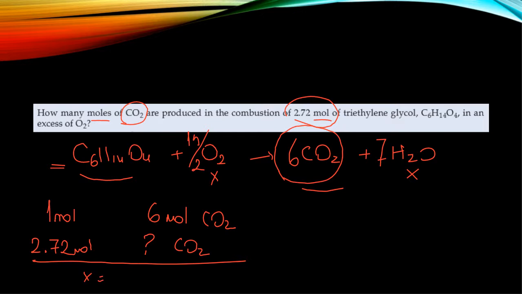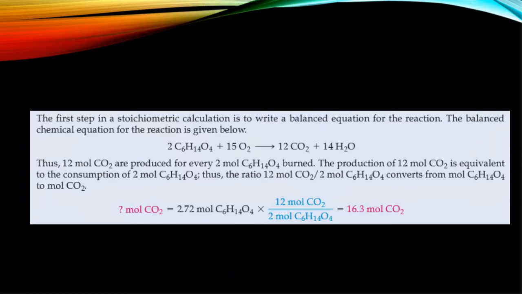Okay, you only multiply that. This is a proportion. 6 multiplied by 2.72 is 16.32. So 16.32 moles of carbon dioxide. That's it. This is very simple, very easy, easier than the other problems you will see. This is the explanation of how we do that. They used here the whole numbers.